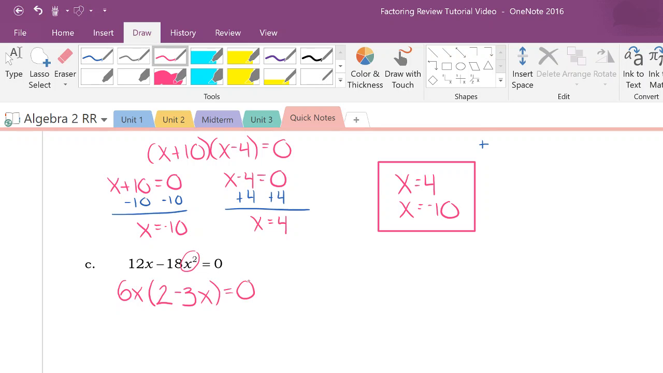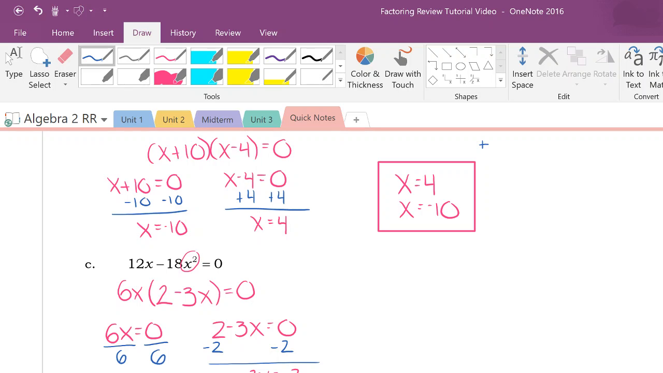It's equal to 0. And right now I can go into the zero product property. 6x equals 0 and 2 minus 3x equals 0. When I solve the first one, just be careful. I'm dividing each side by 6, which leaves me with 0 divided by 6, which is 0. In the next example, I'm going to subtract 2 from both sides. I get negative 3x equals negative 2. Let's make sure I can see that negative. I'm now going to divide by negative 3.